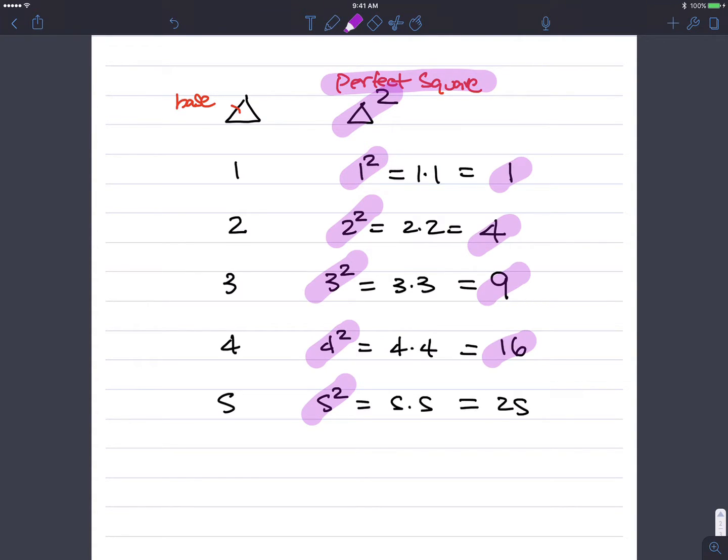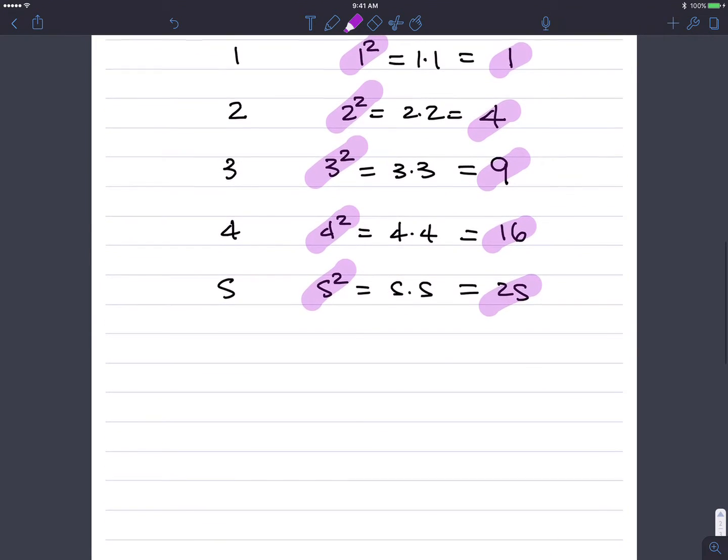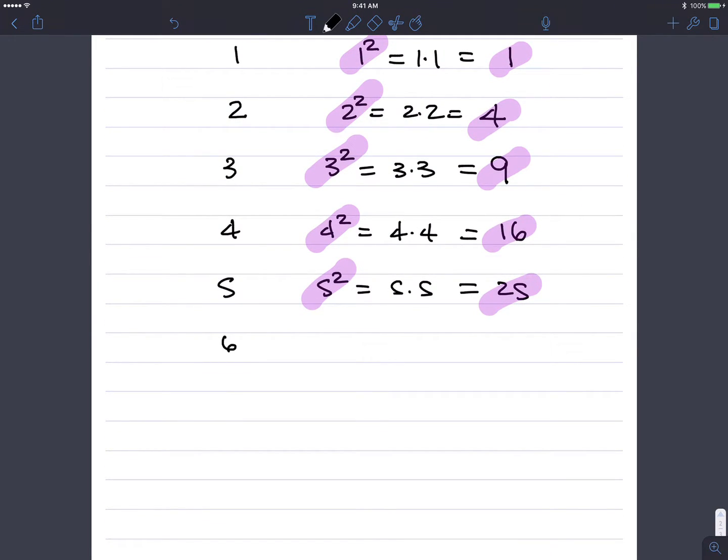25. That means 25 is a perfect square. So we could generate this list, and I do. Let's go to 6, 7, 8. We get what? 6 squared, which is 6 times 6. 7 squared, which is 7 times 7. 8 squared, which is 8 times 8.